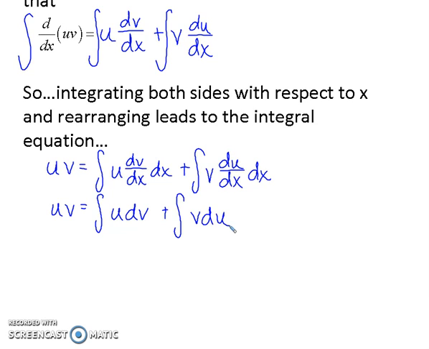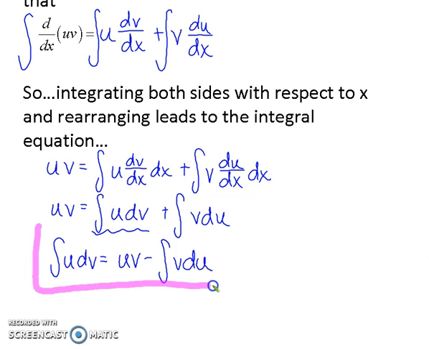So at this point, we essentially have an equation of the relationship. But if you're doing an integration by parts problem, the problem is not going to say uv equals, find what it equals. The problem is going to say find this integral. So for example, if they wanted us to solve for this one, we could get the integral of u dv by itself by taking the other integral and subtracting it to the other side. So this is our integration by parts formula.